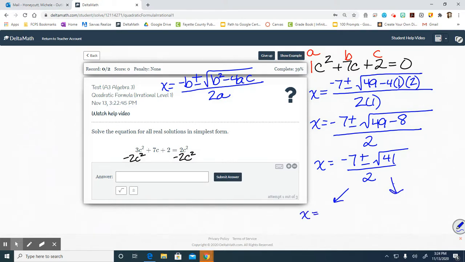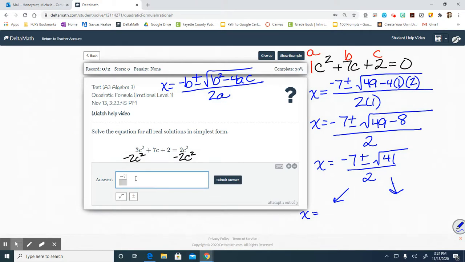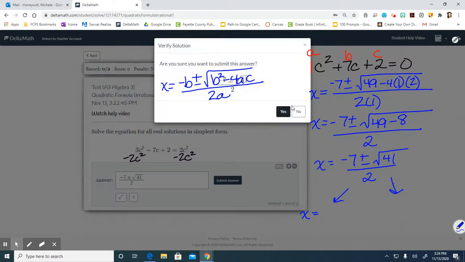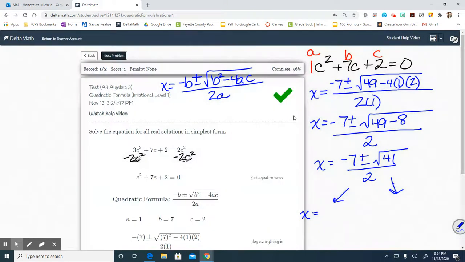See how it says equation for all real solutions in simplest form? It doesn't want me to round. Oh, and I can use the plus or minus button, so let's try entering it just like this. And if it won't take it like that, then we'll try the other form. So x equals negative 7 plus or minus the square root of 41 all over 2. Submit it like that. And we're correct.